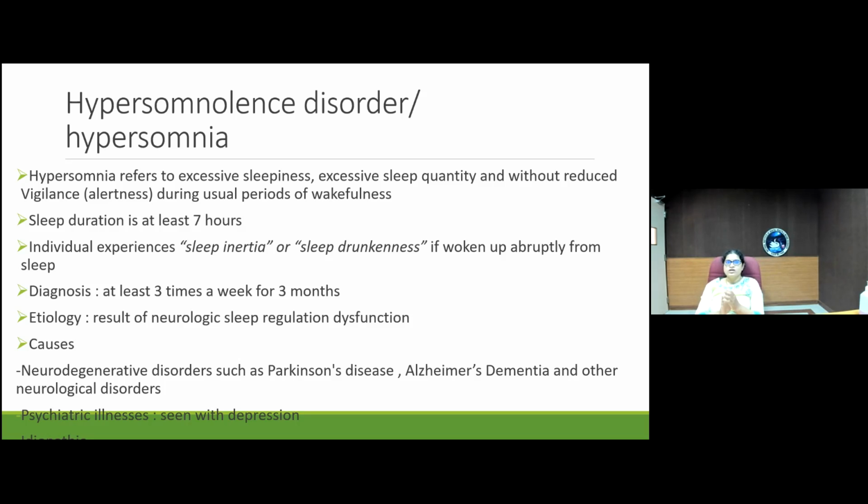Diagnosis, similar to insomnia, it has to be present at least 3 times a week for 3 months. Etiology for hypersomnia: there is no clear identified cause, but it has been known to be a result of neurological sleep regulation dysfunction. The common causes associated with hypersomnia are neurodegenerative conditions such as Parkinson's disease, Alzheimer's dementia, and certain other neurological disorders. Among psychiatric illnesses, it is quite commonly seen with depression. At times, it is seen with certain medical conditions, such as thyroid dysfunction, especially hypothyroidism. And sometimes, and most often, there is no cause identified, wherein it is idiopathic in nature.